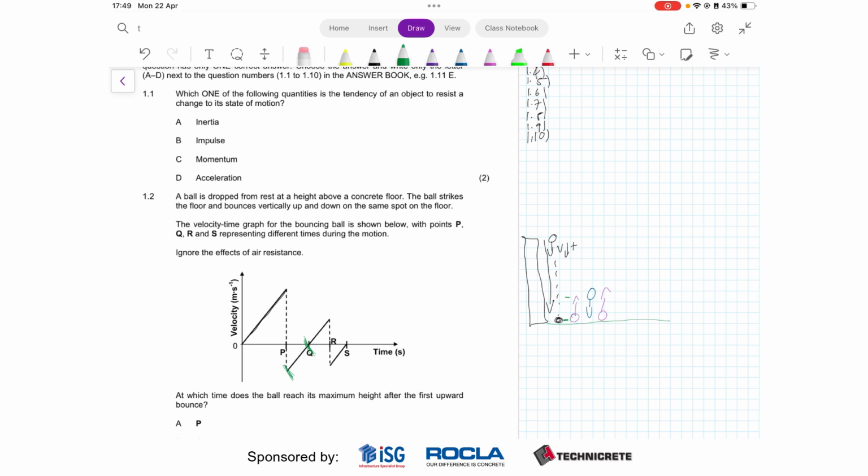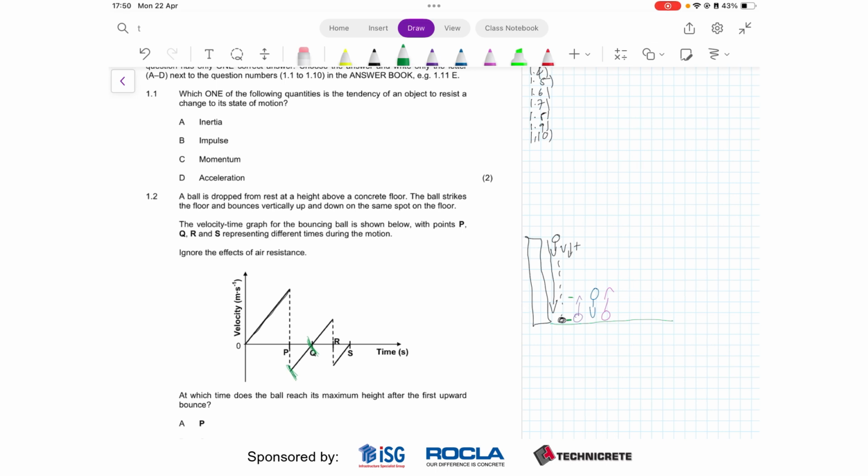That is the motion, because remember, as the ball is bouncing up, the velocity is negative because we have chosen downwards as positive, okay? So meaning V up is negative, okay? When we get to the top of our motion, the ball then reaches the maximum height and then drops back down, which means V down is positive again, okay? Wonderful. Now, we are asked, what time does the ball reach its maximum height after the first upward bounce?